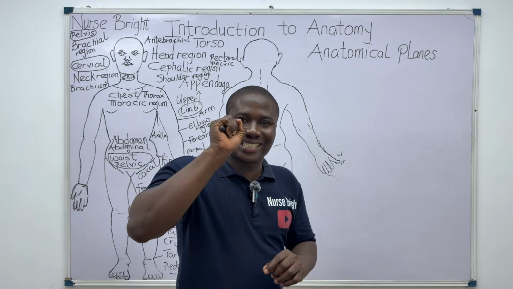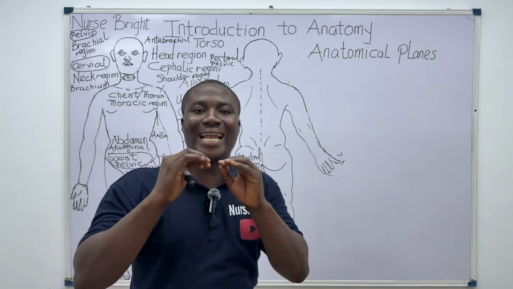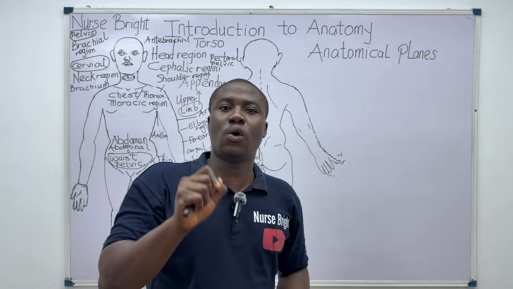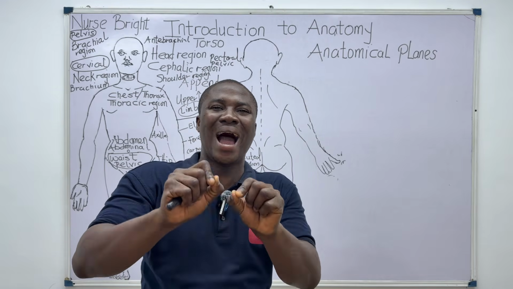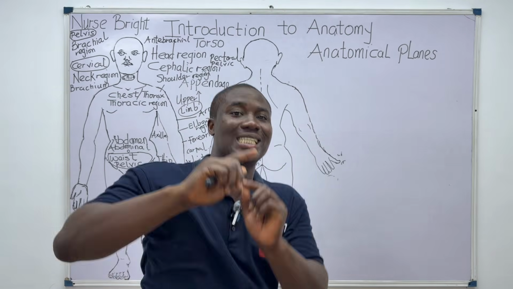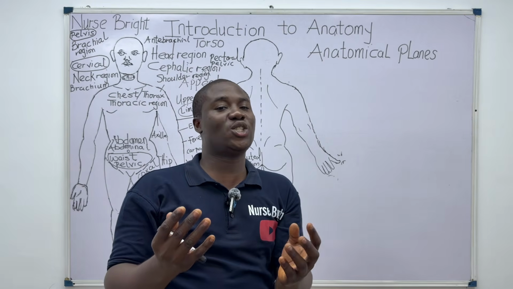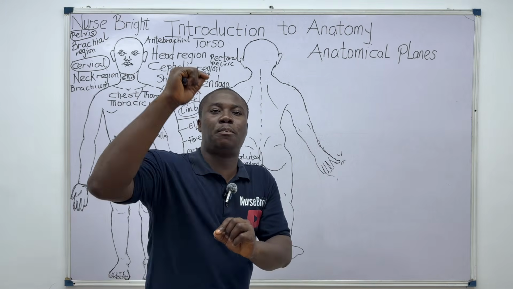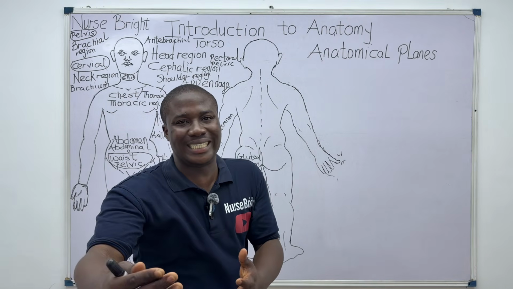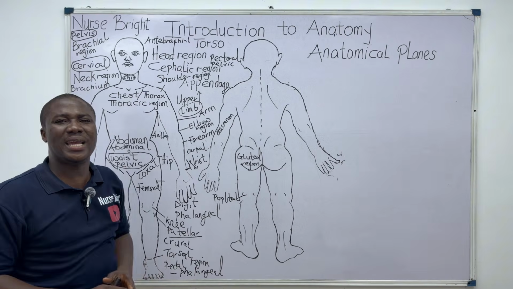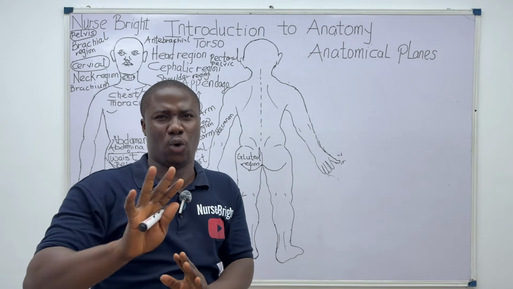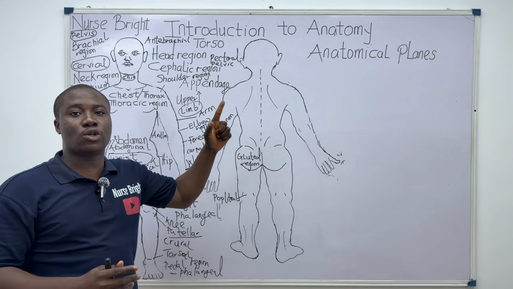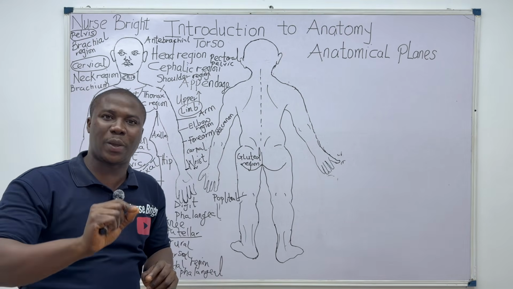Okay guys, let's get into what we call anatomical planes. Pay attention. Anatomical planes are imaginary flat surfaces, or we can just say they are imaginary lines that pass through the body in the anatomical position. I am coming, hold on. All right, I'm going to explain to you practically what anatomical planes are all about, so just pay attention.